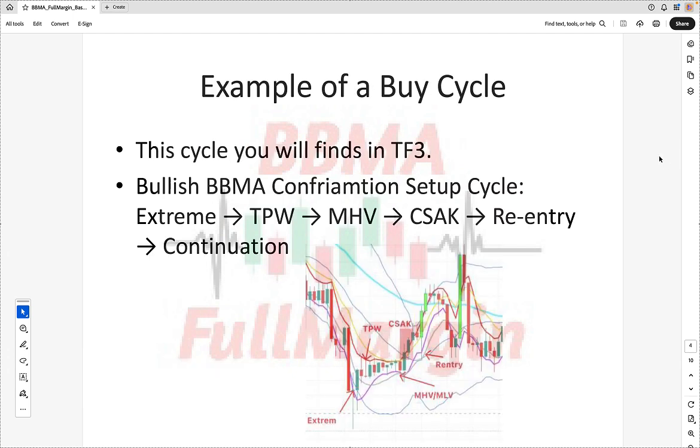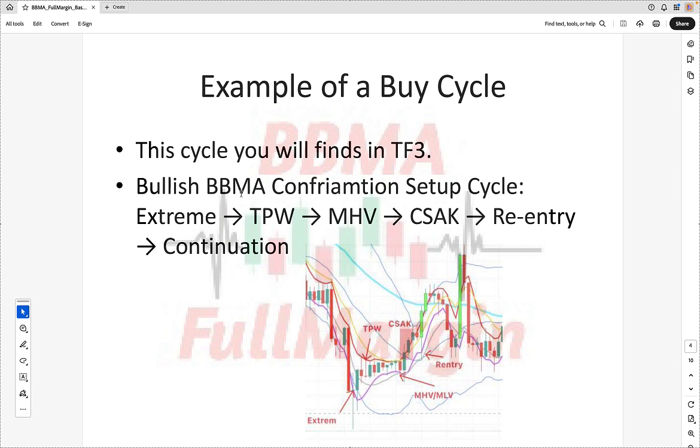So this is the same thing which I just explained to you, the BBMA cycle. You will find time frame 3. Why am I saying this time frame 3? I'm saying it because of confirmation, because it's really important that we see this structure. This structure shows that the market direction is changing and our setup is valid. We can take the trade.